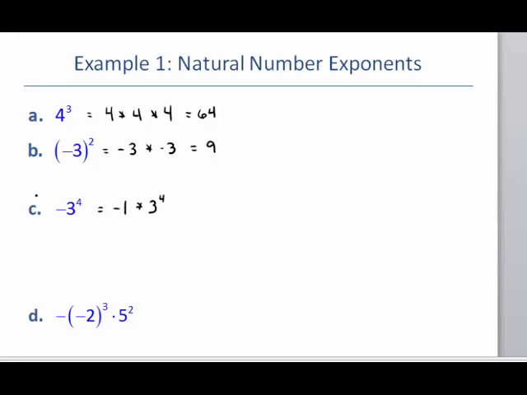So we know that 3 to the fourth is 3 times 3 times 3 times 3. And let's go ahead and calculate this part. 3 times 3 is 9, times 3 again is 27, times 3 again is 81. So we have a -1 times 81, which will give us as a final answer -81.